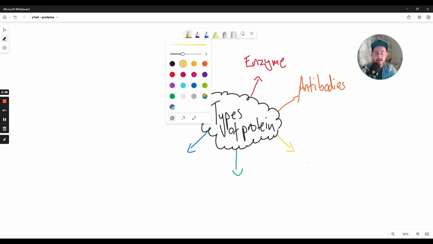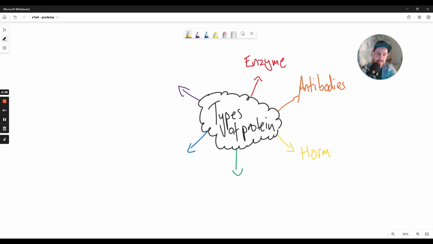Next, we have another large class of proteins, and they are known as hormones. Now, hormones are produced by cells in order to change the behavior of other cells. They are responsible for signaling within our bodies and for communication between different cells and different tissues. Again, there's going to be a whole episode on hormones for Unit 2, but they are a protein, and they're extremely important as well, so we need to mention them in Unit 1.